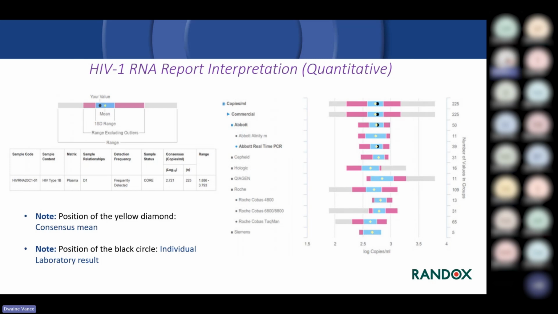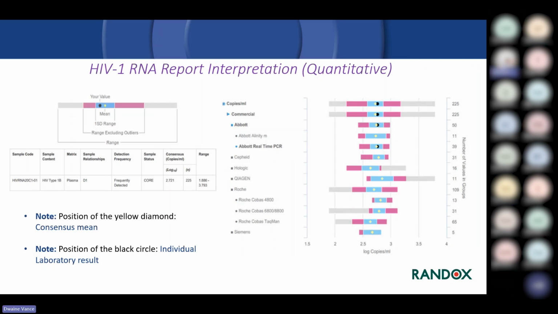You will see the yellow diamonds on the right-hand side. Those yellow diamonds are indicative of the consensus mean for each of those manufacturers. And then you will also see the presence of a black circle. This black circle is the individual laboratory result.